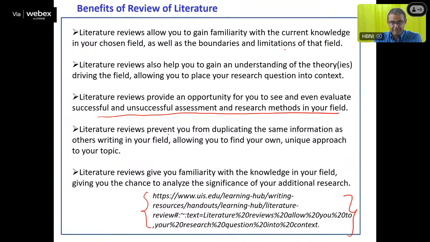Literature review prevents you from duplicating the same information. Isn't this important? What has already been reported, I am not going into this, isn't it? This is so important that you cannot duplicate the same information as others writing in the field, allowing you to find your own unique approach to your topic.